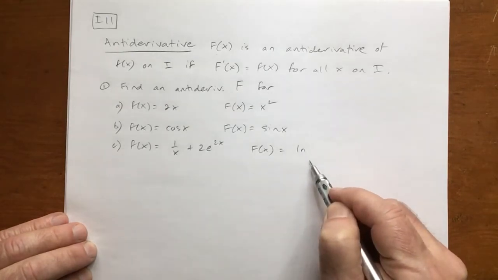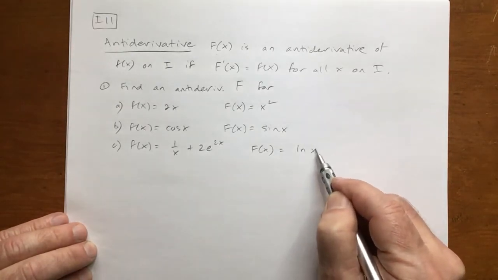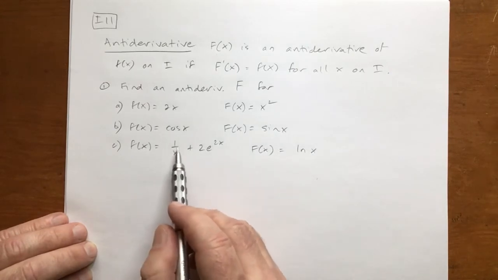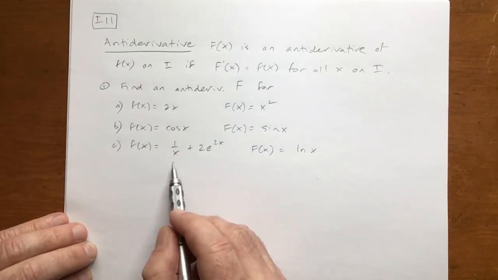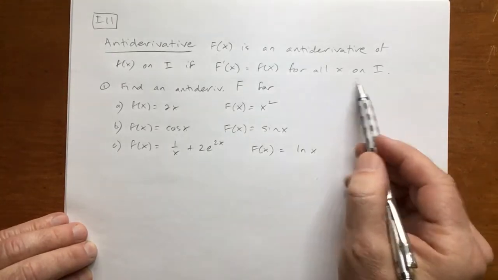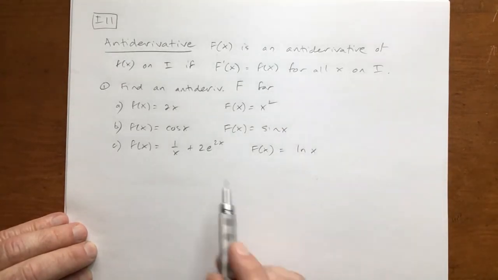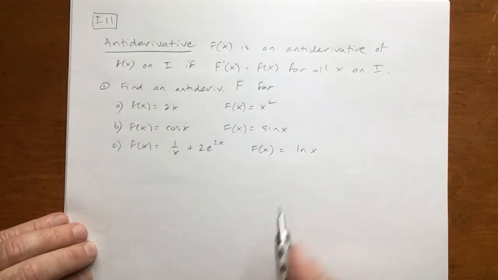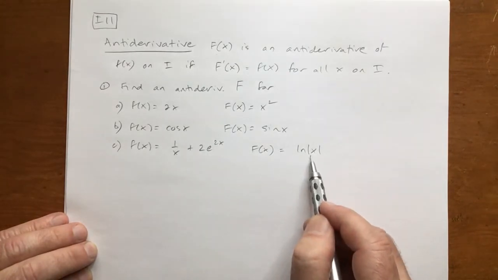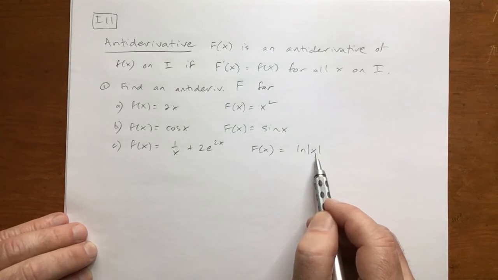And the answer is not just the natural log of x, because I showed you something about its graph, and maybe you should go back into your notes and look at this when we first developed it. 1 over x has two sides to it. Its antiderivative would have to have two sides. We want it to work for all x on whatever interval we have here. And that's why when we antiderive 1 over x, we get the natural log of the absolute value of x.